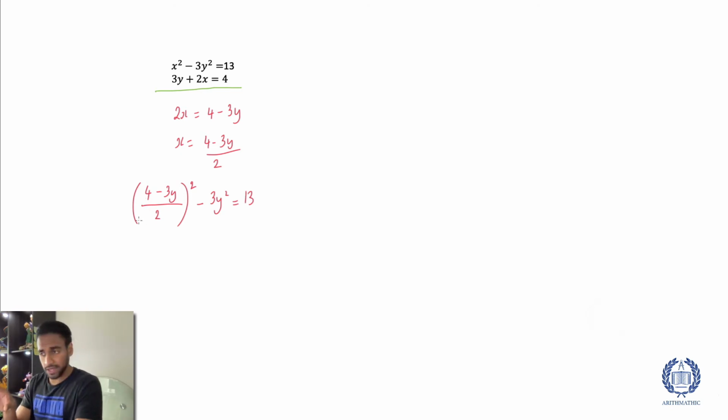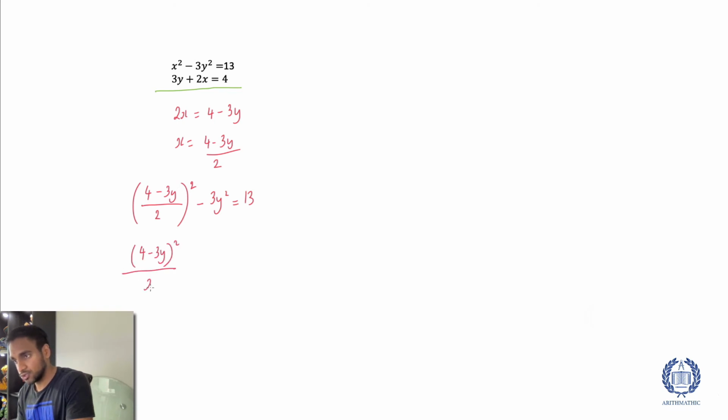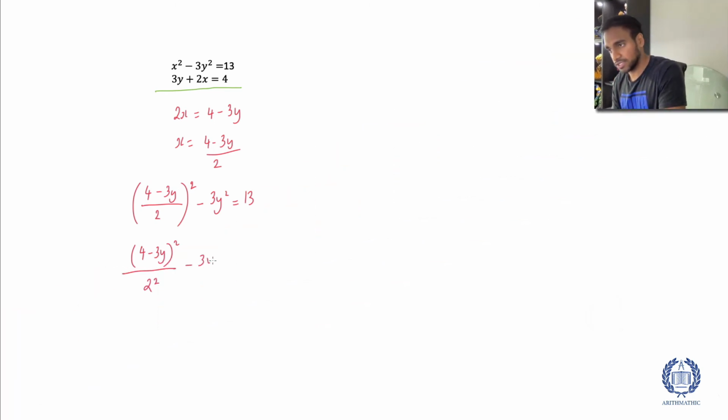Now, the way you square this, let me write it this way so you'll see what I mean. All it means is 4 minus 3y squared over 2 squared. When you square the whole bracket, you're squaring the numerator and the denominator, and you can write it like this. So that's minus 3y squared equals 13. So 4 minus 3y squared can be written as 4 minus 3y times 4 minus 3y, over 2 squared, which is 4, minus 3y squared equals 13.